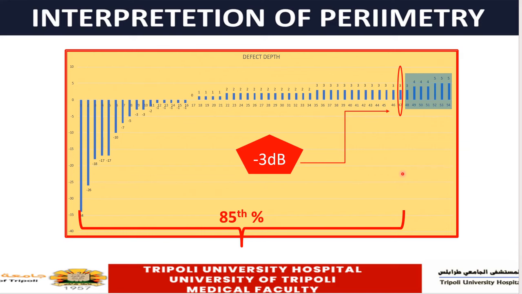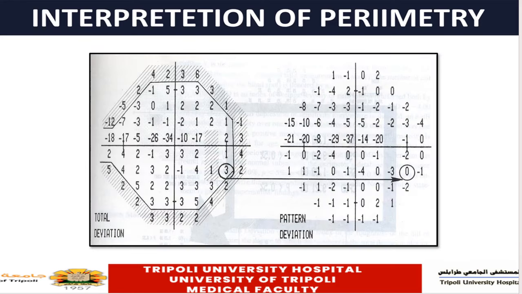There is another calculation. As you understood from the previous slide, the 3 points adjacent to the blind spot are not calculated. Then we arrange the remaining 51 points in ascending order, then measure the 85th percentile, which corresponds to 3. Now you see, after correction this value becomes 0. 3 becomes 0, and this one becomes -2. And this 3 will become 0, and so on. This is how to measure the pattern deviation probability plot.